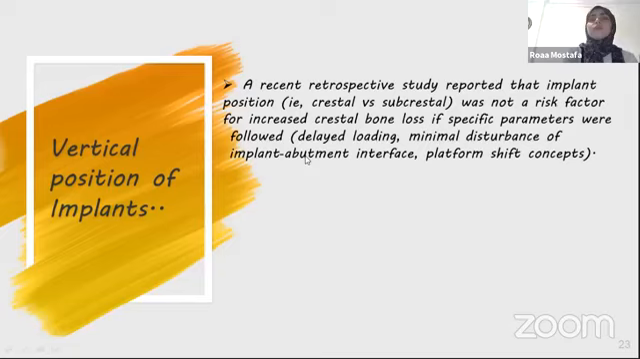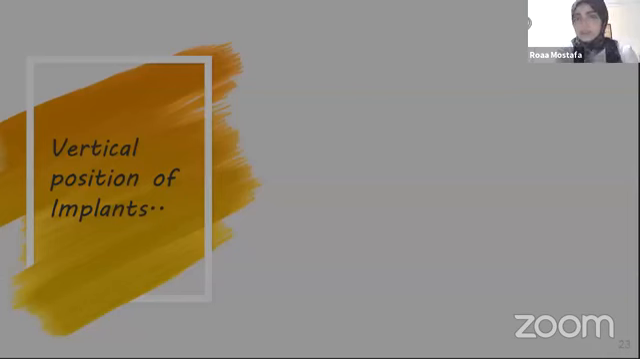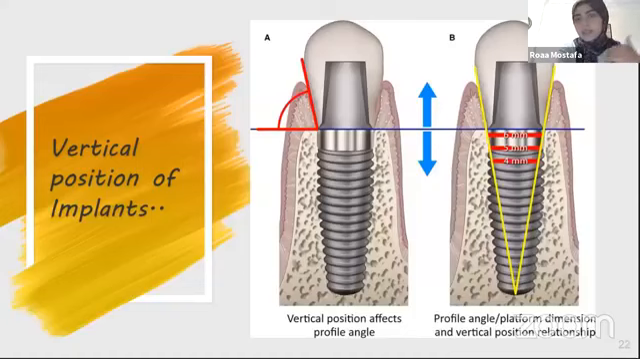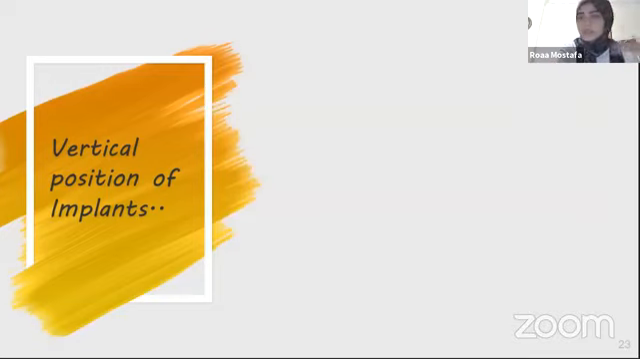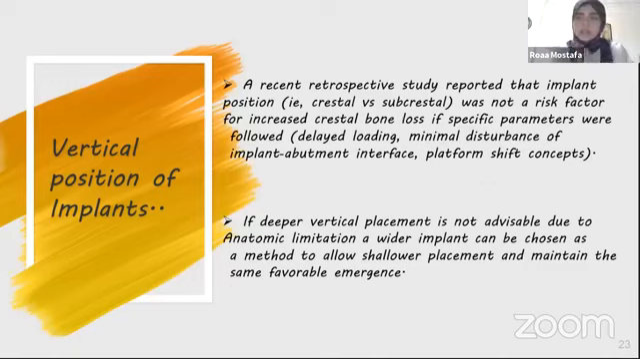If I was concerned about the other parameters, such as delayed loading, minimal disturbance of the implant abutment interface, and the platform switch concept, it is more advisable to put the implant deeper than shallower. But if I have a problem placing it deeper because of any anatomic or prosthetic variation, I could place a wider implant to allow me to place it more shallowly than the narrow implant, which I have to place deeper. So I can play with this.